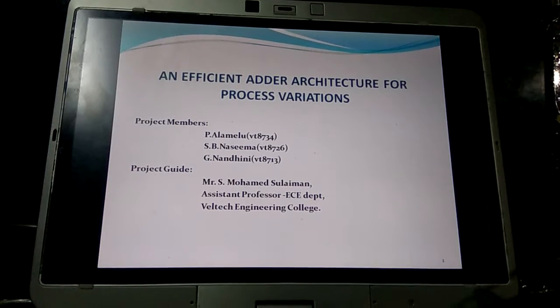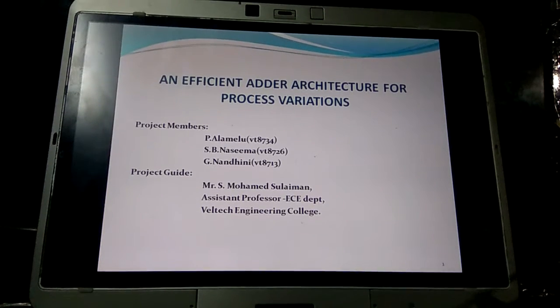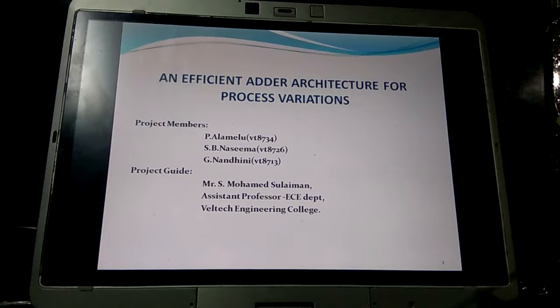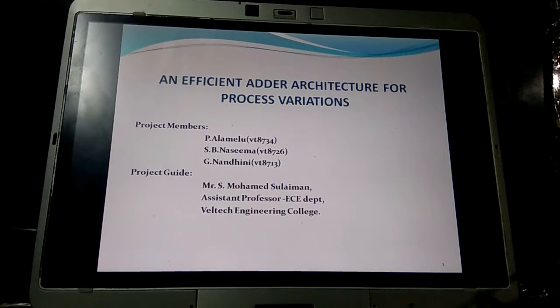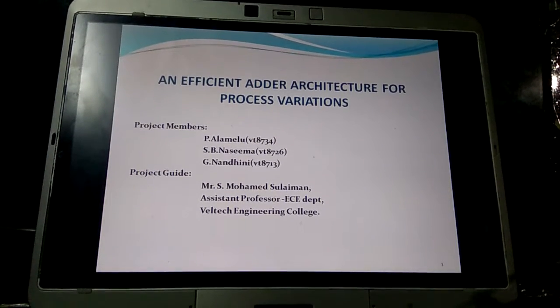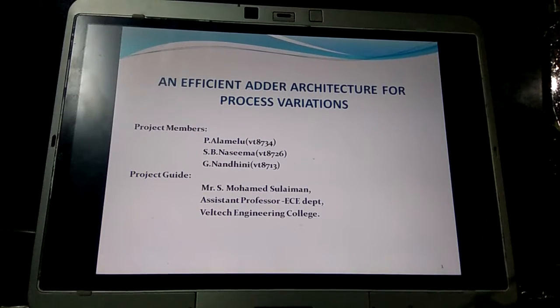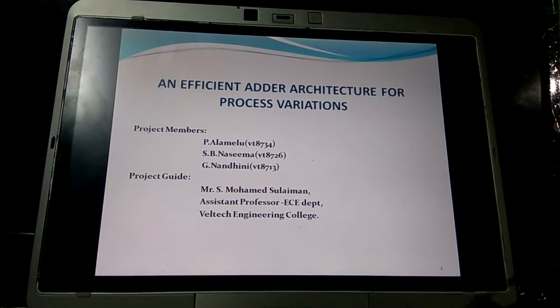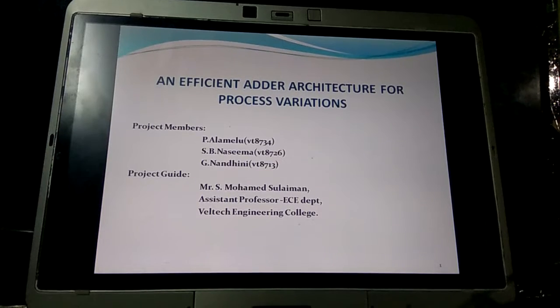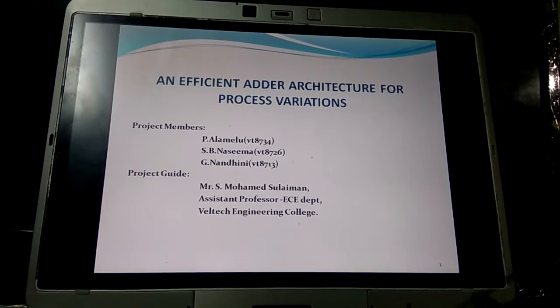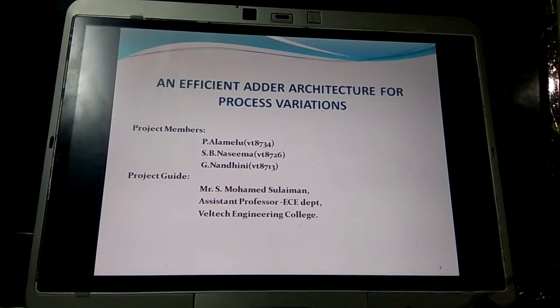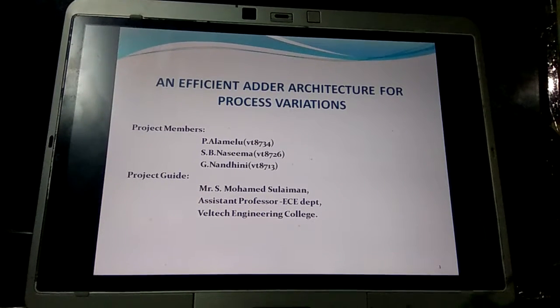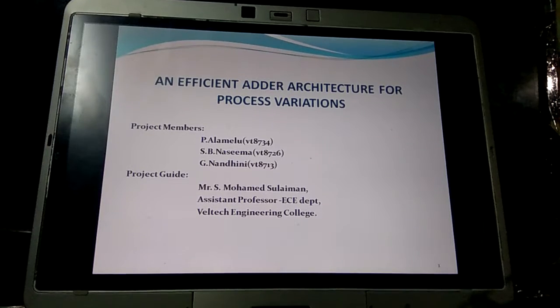Our project domain is VLSI, that is Very Large Scale Integration, and our project title is An Efficient Adder Architecture for Process Variation. First of all, I want to explain what process variations are. Process variations are naturally occurring variations which cause changes in the channel width modulation. Channel width modulation is nothing but the space between the electrons and protons to get attached to each other.